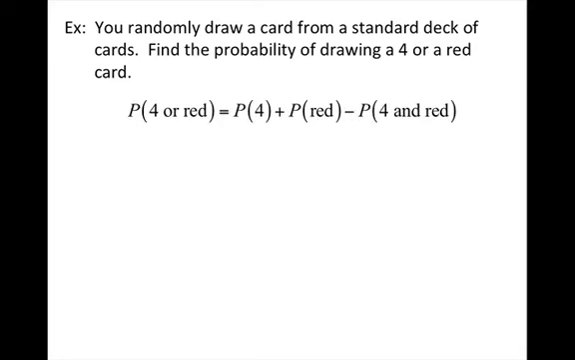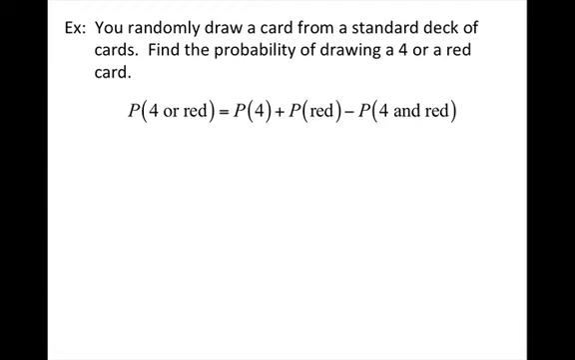On the next example, you randomly draw a card from a standard deck of cards. Find the probability of drawing a 4 or a red card. So the probability of drawing a 4 or a red is the probability of drawing a 4 plus the probability of drawing a red minus the probability of drawing them both at the same time, a card that's a 4 and a red.